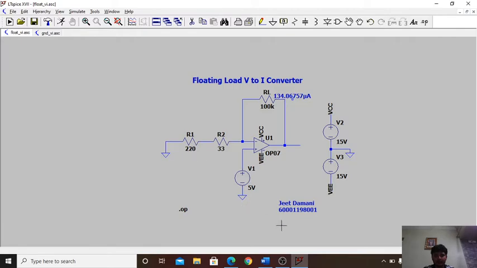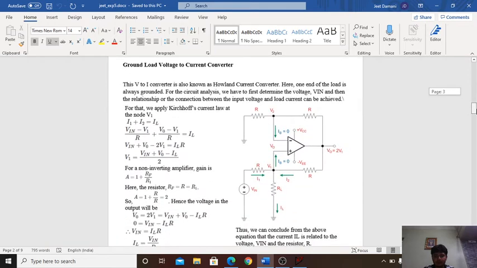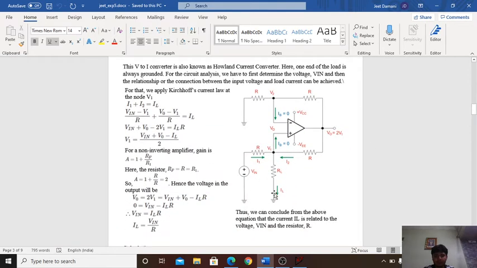Now we'll move on to the grounded load V2I converter. In the grounded load V2I converter, one terminal of the load resistance is connected to the ground. Here similarly, the load current is independent of the load resistance RL. It is V in by R theoretically. Now we'll see practically.